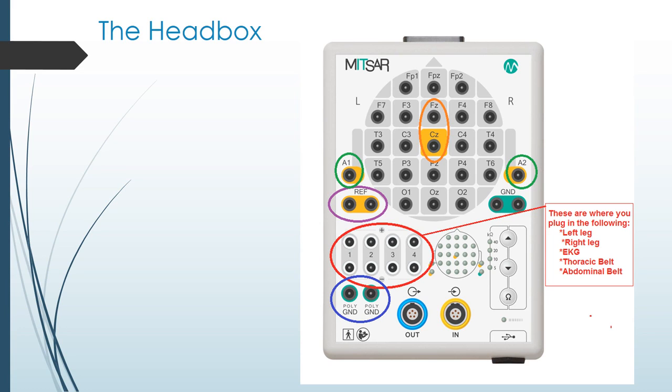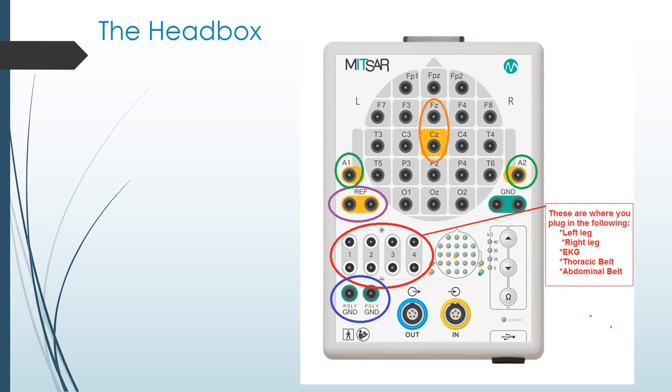Now if you'll find the purple circle just above that there, that is your reference site, and some people would use that instead of using your FZ. Again, I always use CZ as my ground and FZ as my system reference electrode.